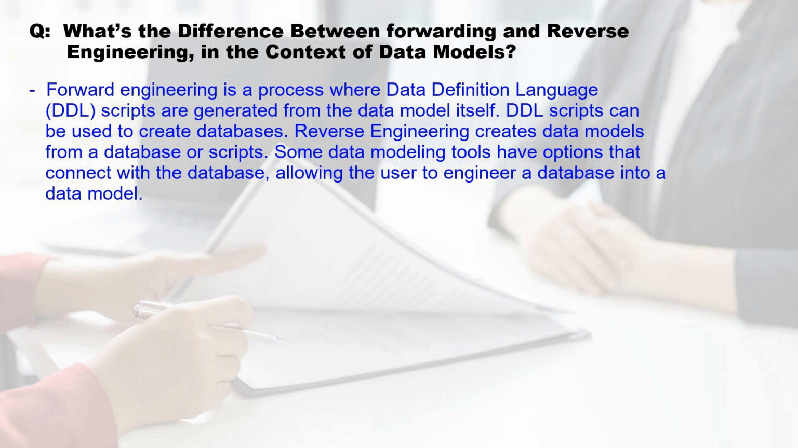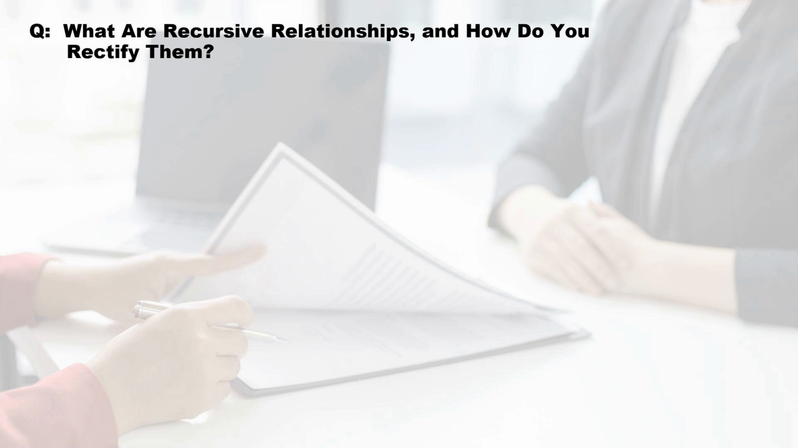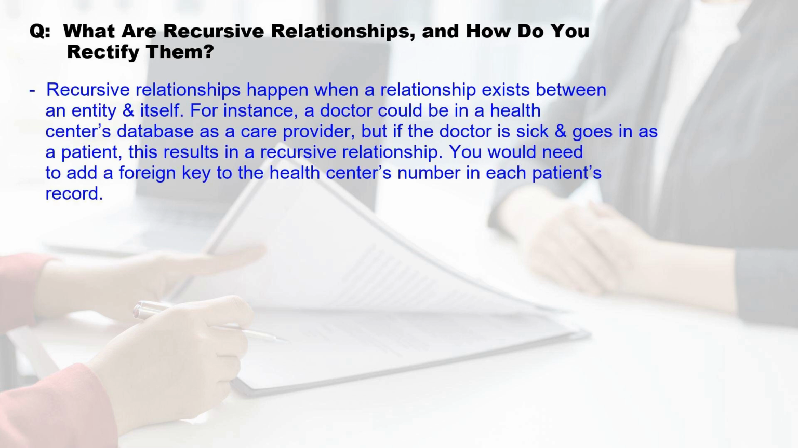What are recursive relationships, and how do you rectify them? Recursive relationships happen when a relationship exists between an entity and itself. For instance, a doctor could be in a health center's database as a care provider. But if the doctor is sick and goes in as a patient, this results in a recursive relationship. You would need to add a foreign key to the health center's number in each patient's record.